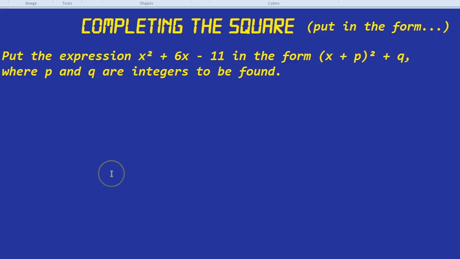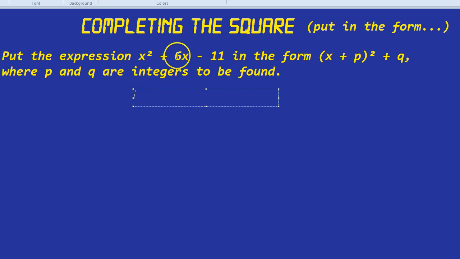In the next 5 minutes, I hope you learn something new about completing the square. In the exam, you'll be asked something like, put the expression x squared plus 6x minus 11 in the form (x plus p) squared plus q, where p and q are integers to be found. In other words, we have this expression, but they want us to write it in a slightly different way, with a number inside the brackets and a squared and a number outside the brackets. Let's see how we do that.